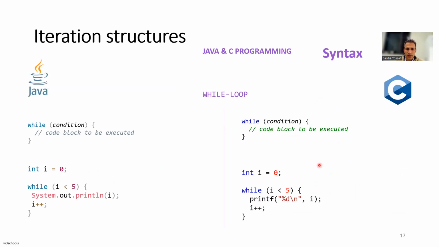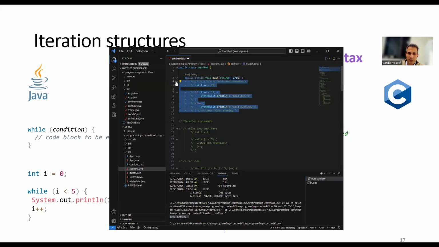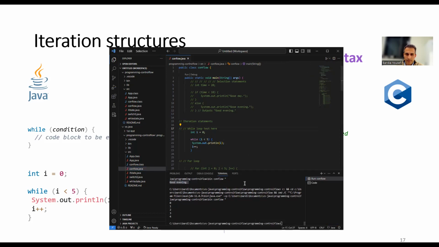Going to Java, and for Java, I'm going to have this while loop code executed. As you can see, we initialize i equals 0, and then we check the condition that i is supposed to be smaller than 5, and then we are going to print i and increment i.